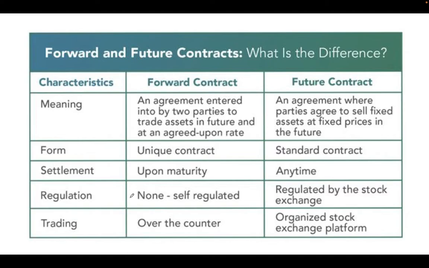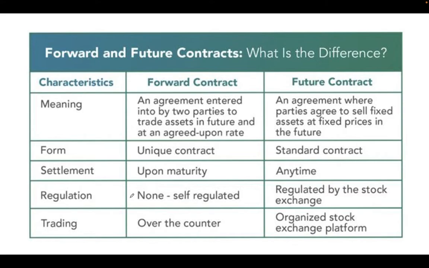Next, the form: forward is a unique contract, whereas futures is a standard contract. Forwards are not traded on an exchange, so each is unique. They can customize according to their needs and requirements. But in futures it is not possible. They have to follow the standard which is given by the exchange. Settlement: a forward contract is settled upon maturity, but a futures contract, anytime, even before the maturity date, you can call off.